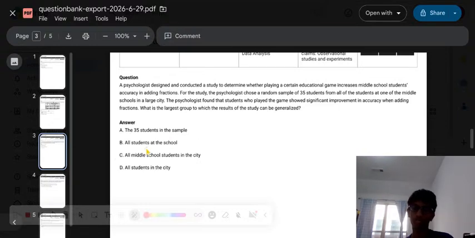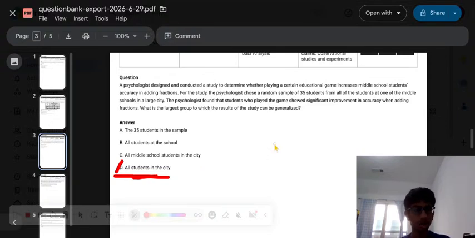What can be generalized? Can you generalize to all students in the city? Absolutely not, because you have some college students as well. You have elementary students. So this game cannot be applied to other grades that are not in middle school. And by all students, I mean all students in the middle school. So D doesn't count. So all middle school students in the city. Okay.